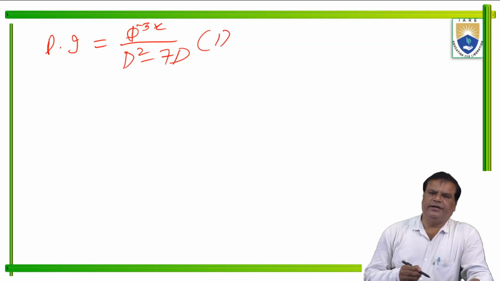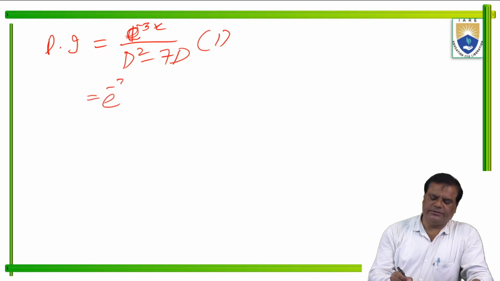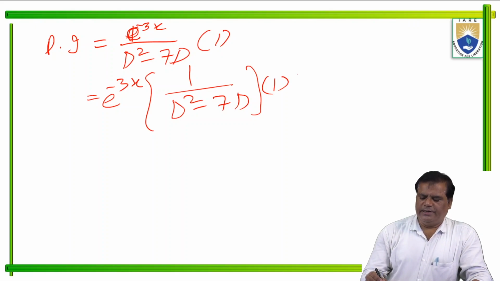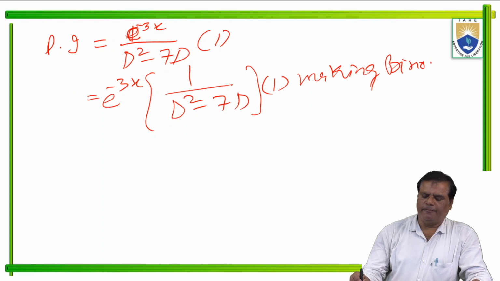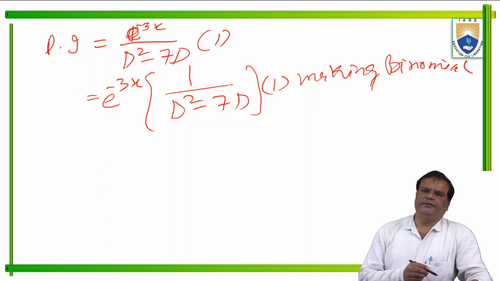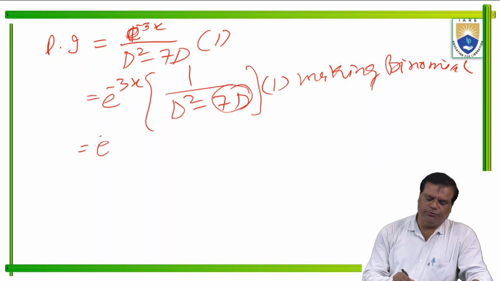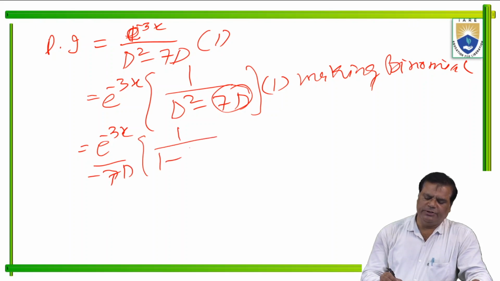Here is only function 1. This function is taken to the left side. So e to the power minus 3x, and here 1 upon D square minus 7D, and here the function is 1. So making binomial. Lowest power of D is taken common. So here common e to the power minus 3x upon minus 7D, and here is 1 upon 1 minus D by 7.